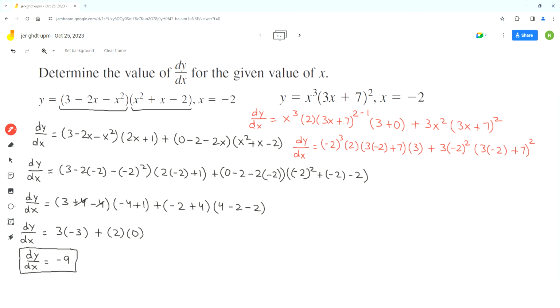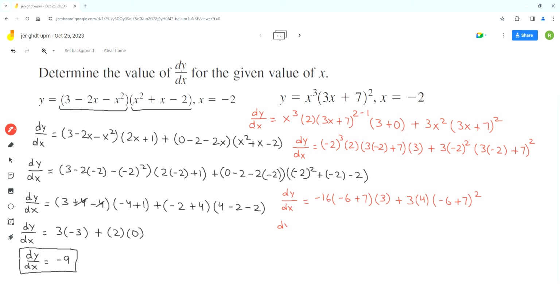Now we can simplify this expression. So dy over dx equals, negative 2 to the power 3 is negative 8, and negative 8 times 2 is negative 16. And in the parentheses, we can do 3 times negative 2, which is negative 6, plus 7, then times 3, plus, now negative 2 squared is positive 4. And now in the parentheses, 3 times negative 2 is negative 6, plus 7, and then close the parentheses, squared.